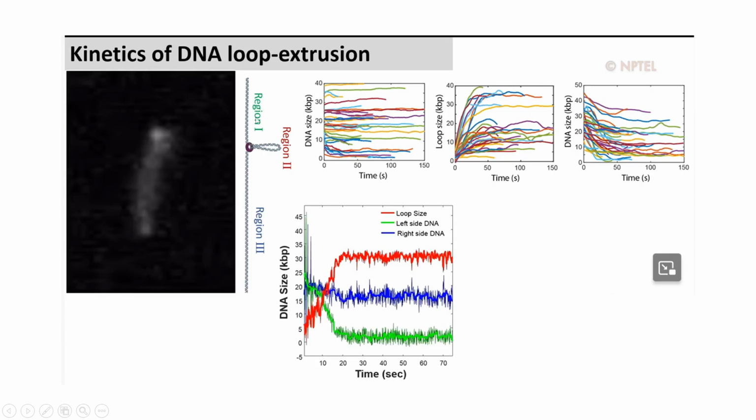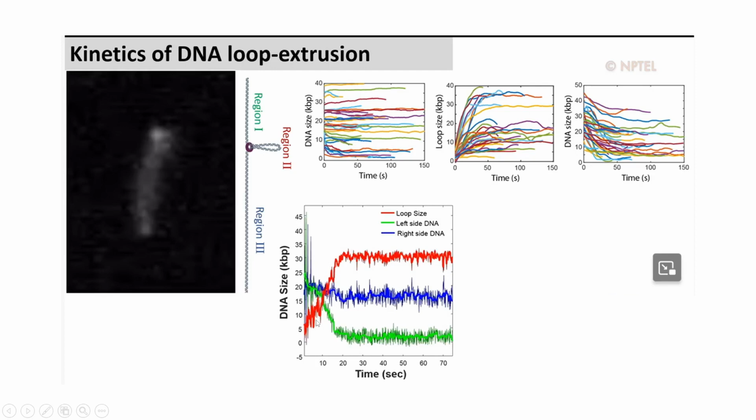So there were three regions, region 1, 2, and 3. They wanted to see at what speed the DNA is getting compacted. So first, they basically took three regions. The green one in this graph is region 1, the blue one is region 3, and the red one is region 2. So region 2 is basically the loop region.